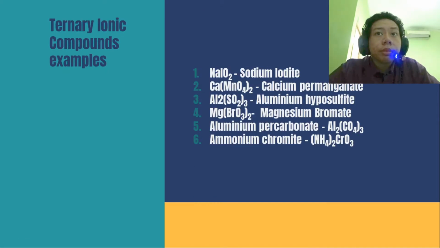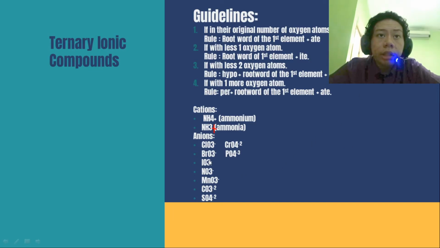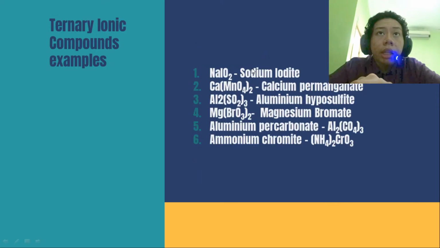Okay, so we got 6 examples of ternary ionic compounds that we are going to talk about. Okay, first is NaIO2. The first thing to do is to copy the first element. Na is sodium, and IO2 is from IO3 right here. This is the original anion, and in here it has one less oxygen atom.